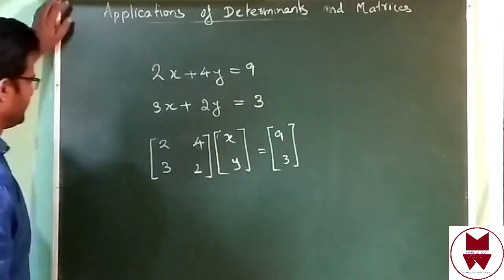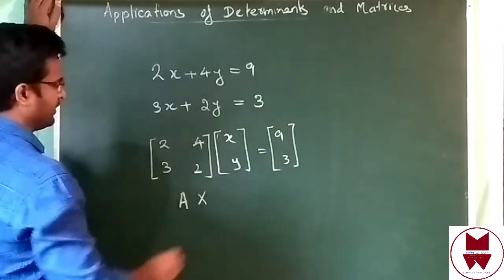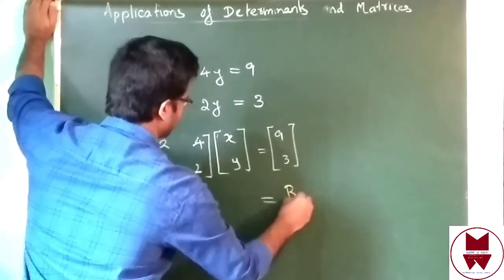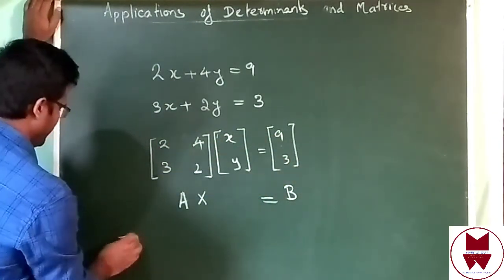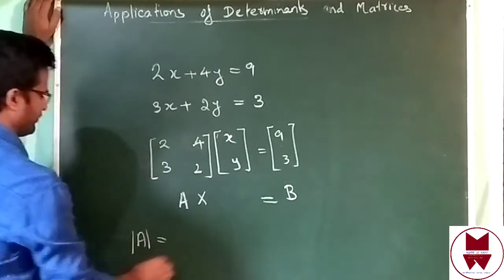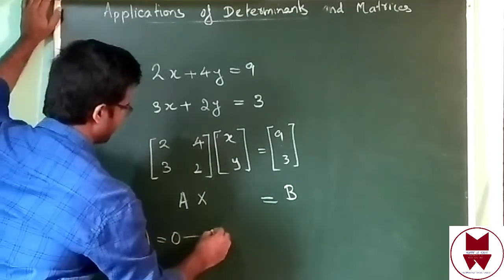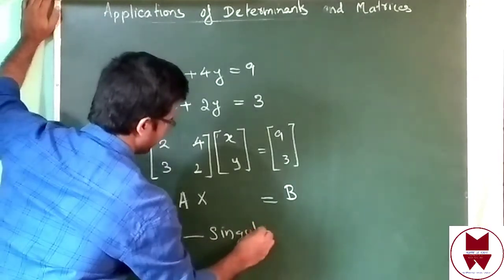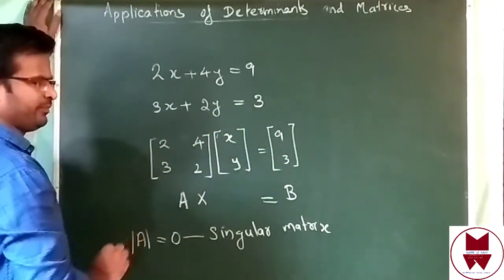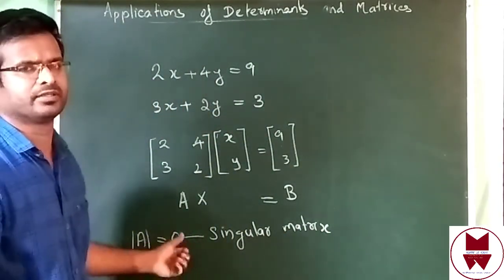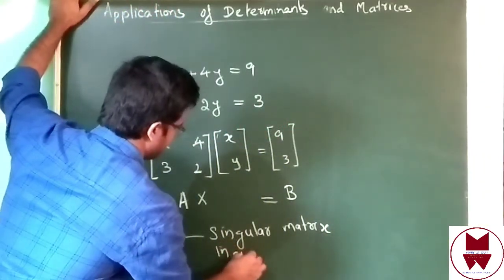Then we give names: the first matrix is A, this is X, and the last matrix is B. When you find the determinant of A, if you get the answer 0, that is a singular matrix. In that case we cannot find any solution. That means this is inconsistent.